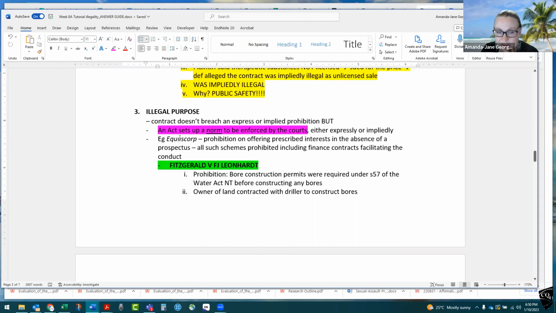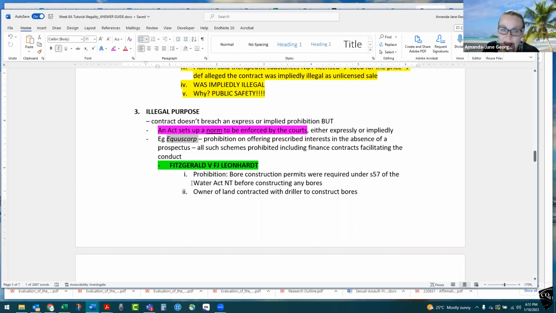Okay. There's a case that Graw looks at, which is Equus Corp. That is a commercial case. This Fitzgerald and Leonhardt, I like this case because it's a dispute between individuals, a person that wanted some bores drilled on his property and the person that did the drilling. And this was up in the Northern Territory, where obviously water is in fairly scarce supply. Well, not at this moment, but it was then.